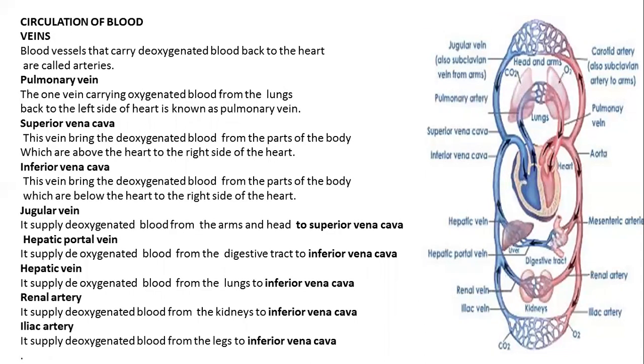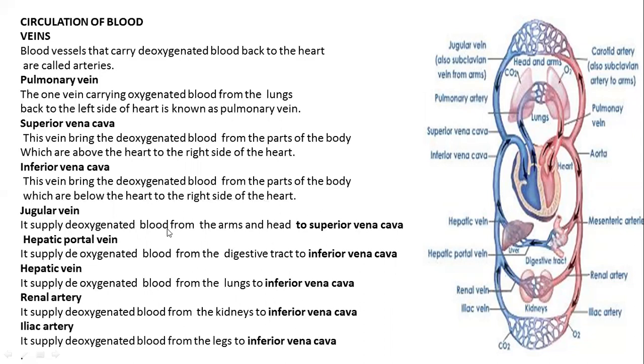Next, we have to discuss the veins. We have to do the recap of the veins. Veins carry deoxygenated blood back to the heart, except for one vein that is said to be the pulmonary vein. It carries oxygenated blood from the lungs back to the left side of the heart. Now, there are two major veins. Superior vena cava brings the deoxygenated blood from the upper part of the body to the right side of the heart. Inferior vena cava brings deoxygenated blood from the lower part of the body back to the right side of the heart.